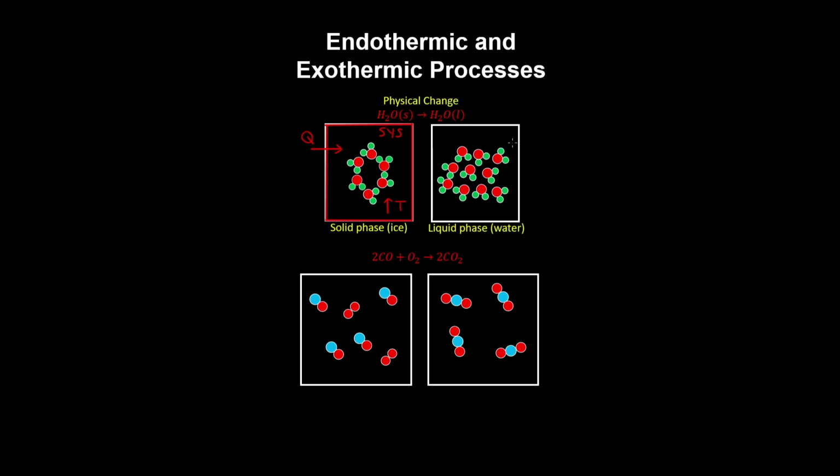Now in contrast, if heat is expelled to the environment, then the temperature of the system is going to decrease and the molecules lose energy. So therefore the intermolecular forces become more significant and water freezes into ice. So we call this here an exothermic process, where heat was expelled to the surroundings.